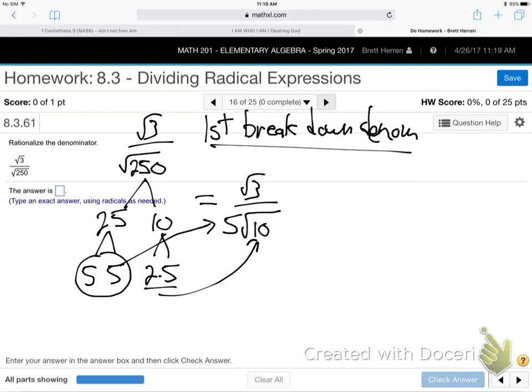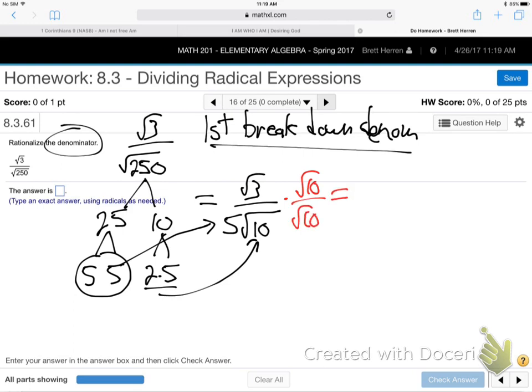Okay, now we've got to get rid of the root from the bottom. We're fine with the root in the top. We don't care about that. Doesn't bother us. But they said rationalize the denominator. So go ahead and do one more step. See if you can finish it from there. One more step. Get rid of that root from the bottom. So how do we get rid of that root from the bottom? Yeah, just another root 10.